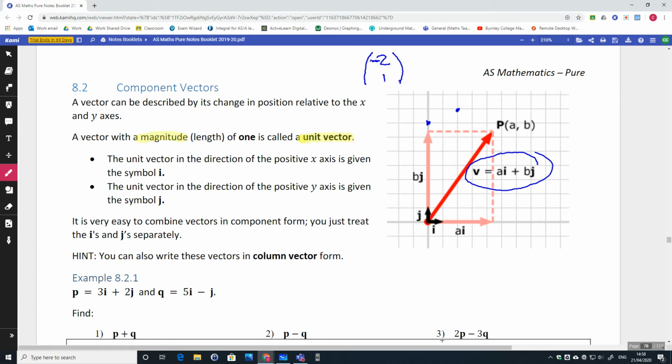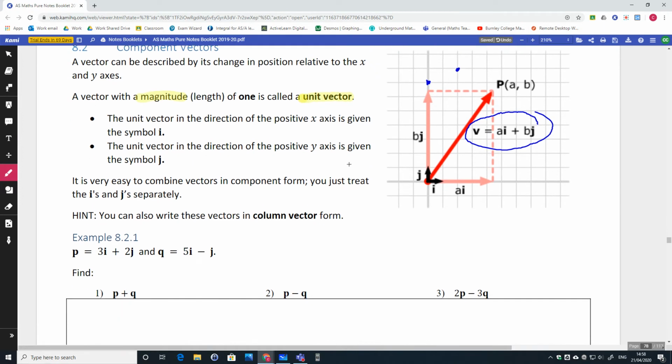So if I was looking at this vector here, so -2 was going 2 to the left and then 1 was going 1 up, I would just write that as -2i + 1j. Now the vector should be underlined. If we were doing it in terms of typing, we'd use bold, but here I'm going to use underline. So that's how we would represent that.